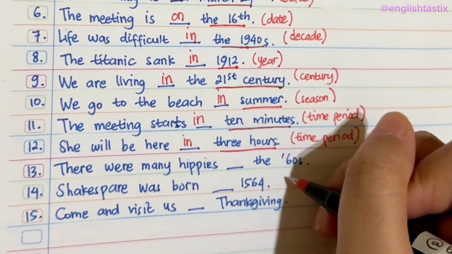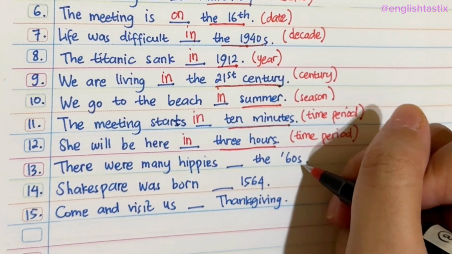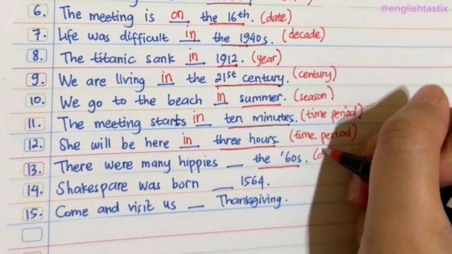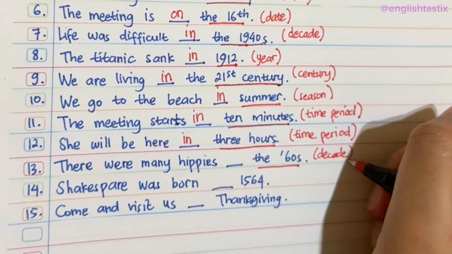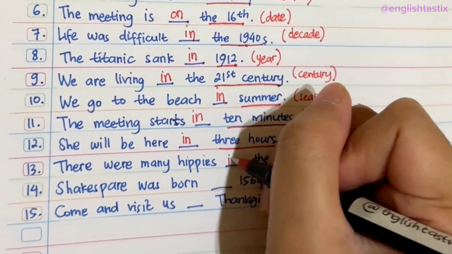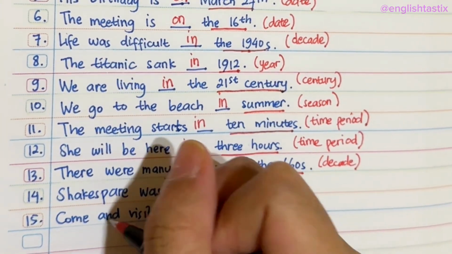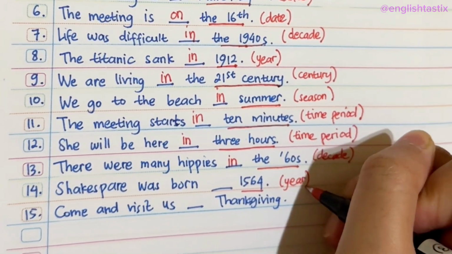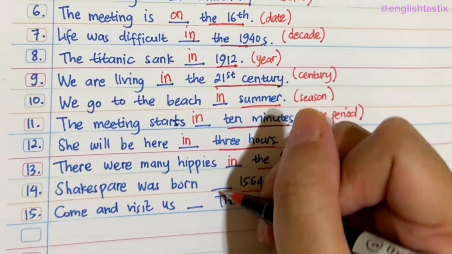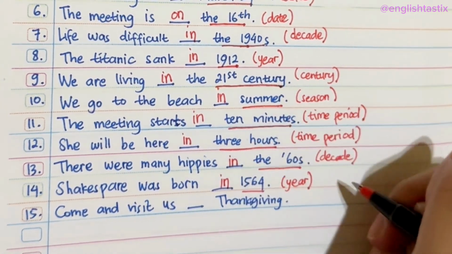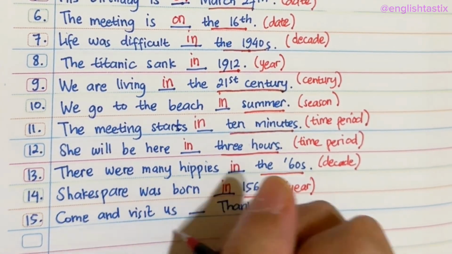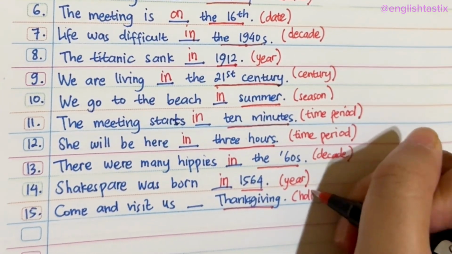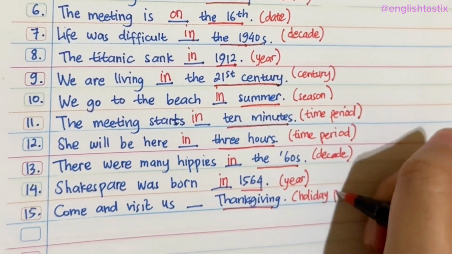Next, there were many hippies blank the 60s. The 60s means decade, okay? So what's the answer? The answer is there were many hippies in the 60s. Next, Shakespeare was born blank 1564. It is year, right? So Shakespeare was born in 1564. Next, come and visit us blank Thanksgiving. Thanksgiving is a holiday period, right?